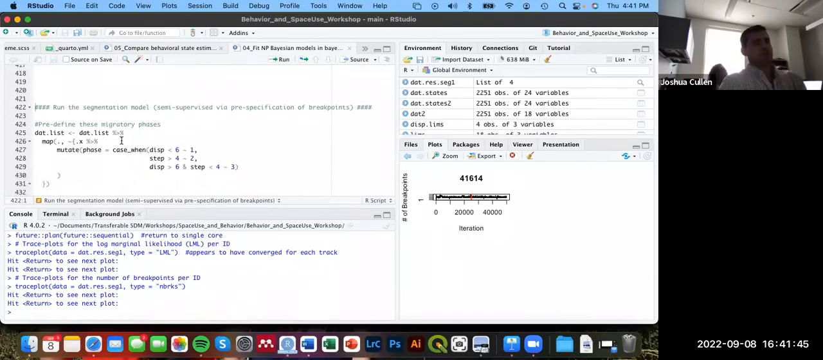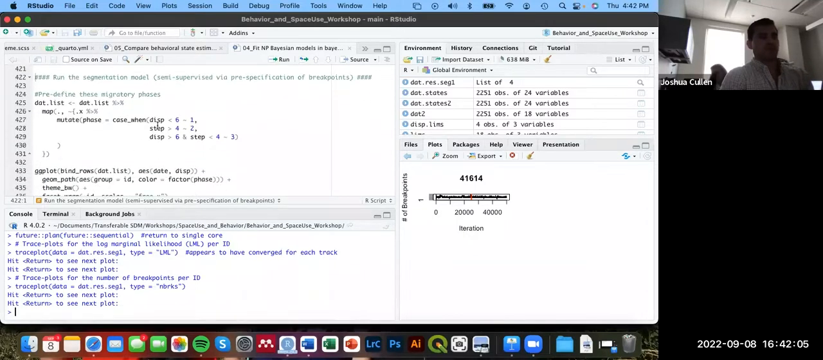So if we were to run this model in a semi-supervised fashion, where we're going to pre-specify some breakpoints, we could do that as well. So the way I'm going to show that here is essentially for this object dat list, our list of different tracks. We're going to try to identify when we're either in this breeding location phase, the migratory phase, or the foraging phase at these mainland locations.